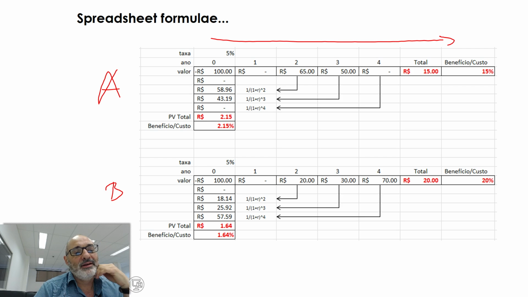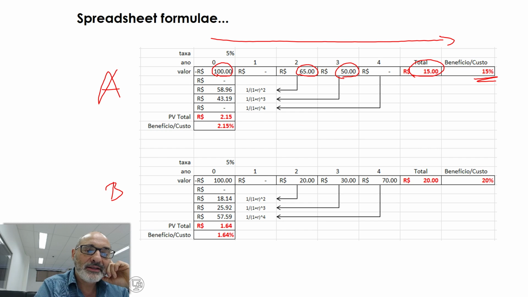Okay, so let's do the calculations for our example. This is project A, this is B. Here are the numbers without correcting for the future value of money. Remember, we started by investing 100 in project A, then we have 55, 50, 0. The net amount is 15. It represents 15% of interest, or benefit to cost ratio.